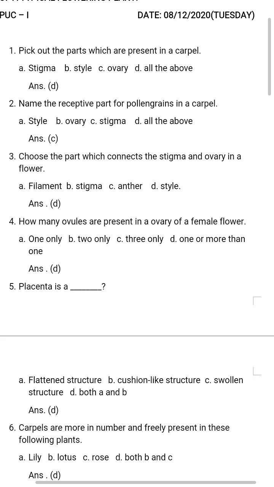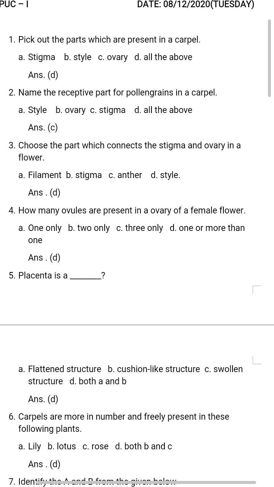So generally in a female flower, the ovary has a single ovule. Example, sunflower and marigold belong to basal placentation. They consist of only a single ovule at the basal part. But there are some plants, some flowers, which have more than one ovule also, like hibiscus. More than one ovule is also present in the ovary. So the correct option for this question is D, 1 or more than 1.